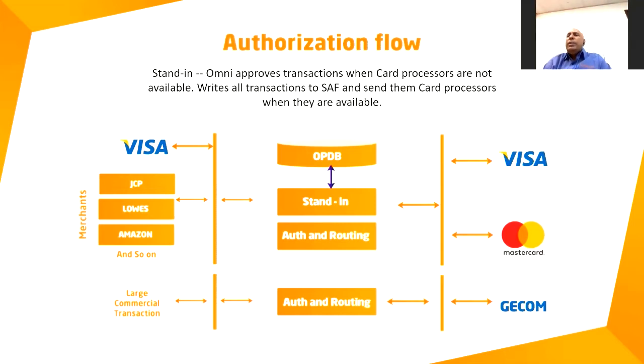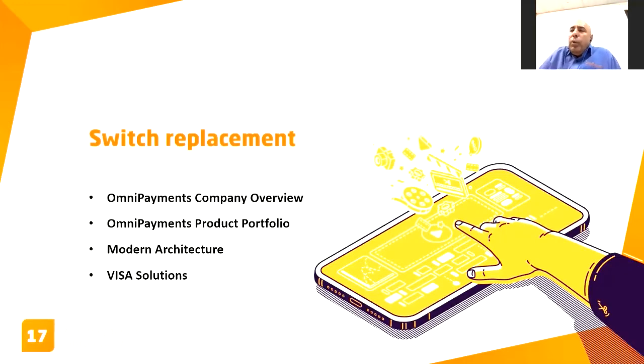So with this authorization flow, now we are able to get modern interfaces, and we take the modern interfaces, we pass them into OmniPayments. OmniPayments does the authorization, does the routing, and it passes the messages back to the GE.com application. Or if they are for Visa or MasterCard, then OmniPayments will pass the messages on to Visa and MasterCard. The solution comes with a module for stand-in, and so we provide full stand-in.